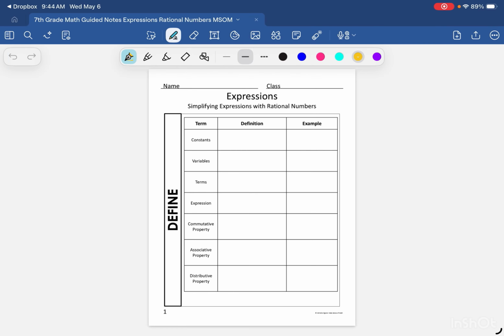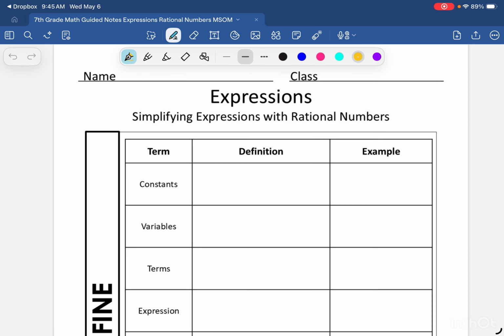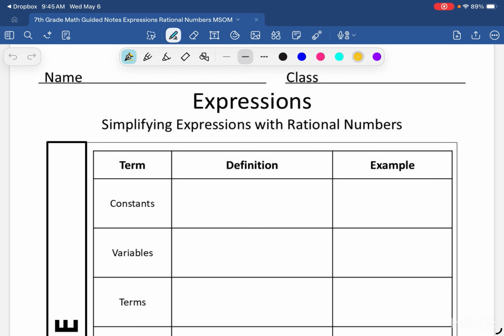Everyone, this is the Simplifying Expressions with Rational Numbers guide and notes. We're going to start by defining some vocabulary terms. Now these should be a review, but if not, you can learn them now.